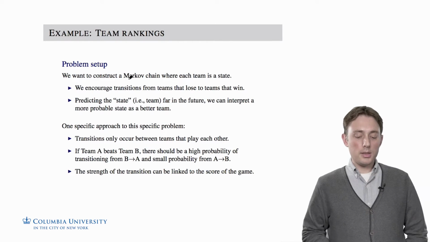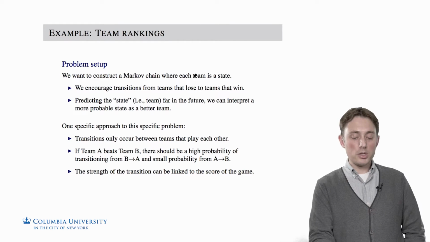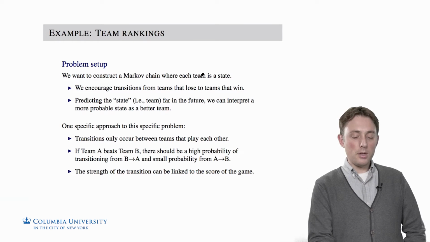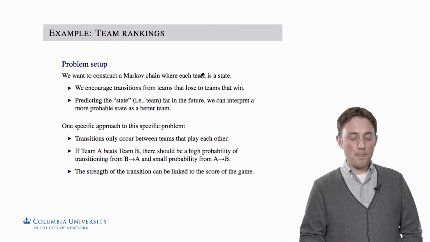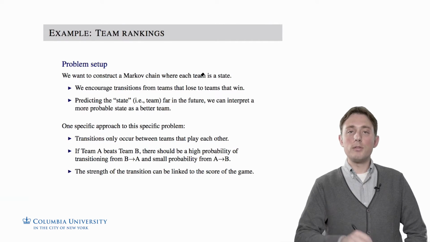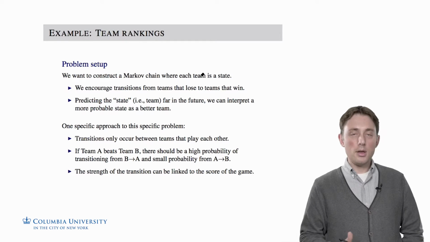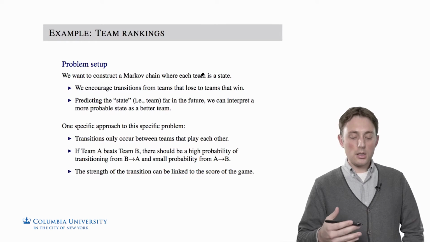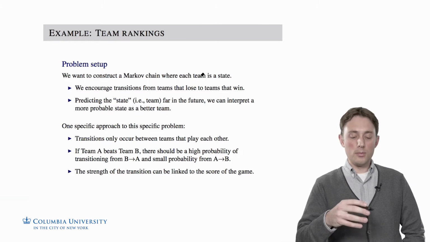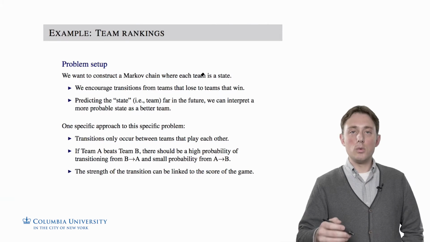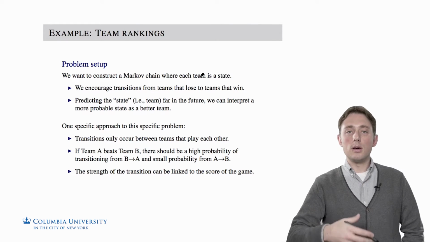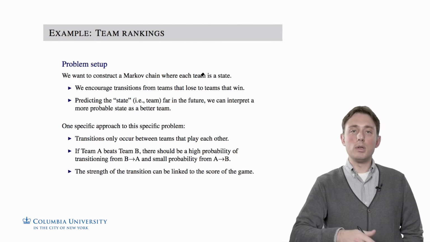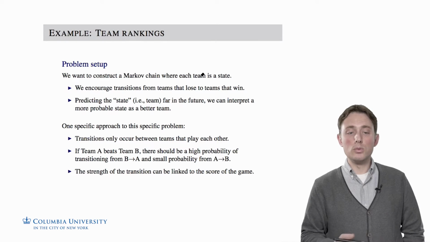Okay, so we want to construct a Markov chain between these objects. Again, we're just going to focus on ranking teams because it's intuitively very easy. So we want each team now to be a state, and we want to construct a probability of transitioning from every team to every other team. And the way we want to construct these probabilities is that we want to encourage teams to transition from the losing teams to the winning teams. So we want to have a higher probability of moving to teams that win and a lower probability for moving to teams that lose.